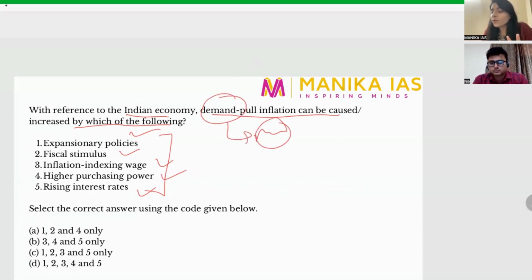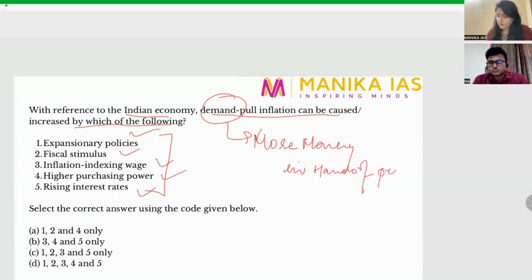More money in the market will lead to it. Give me a second. More money in the hands of people will lead to demand pull inflation. See, if you look at the nature of expansionary policies and fiscal stimulus, they will lead to more money. With expansionary policies, liquidity is increased. With fiscal stimulus, liquidity is increased.